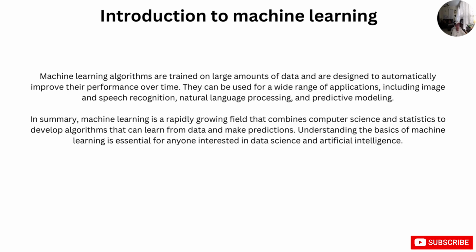Machine learning algorithms are trained on large amounts of data and are designed to automatically improve their performance over time. They can be used for a wide range of applications, including image and speech recognition, natural language processing, and predictive modeling. In summary, machine learning is a rapidly growing field that combines computer science and statistics to develop algorithms that can learn from data and make predictions. Understanding the basics of machine learning is essential for anyone interested in data science and artificial intelligence.